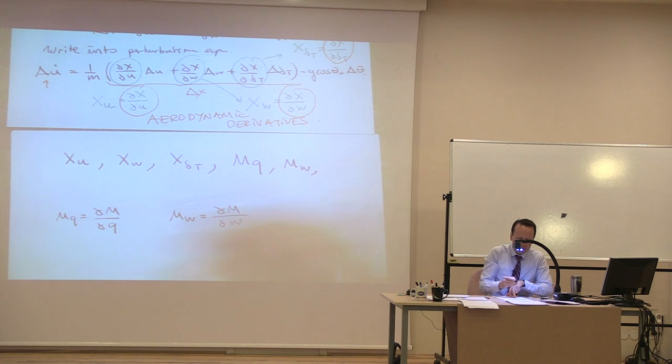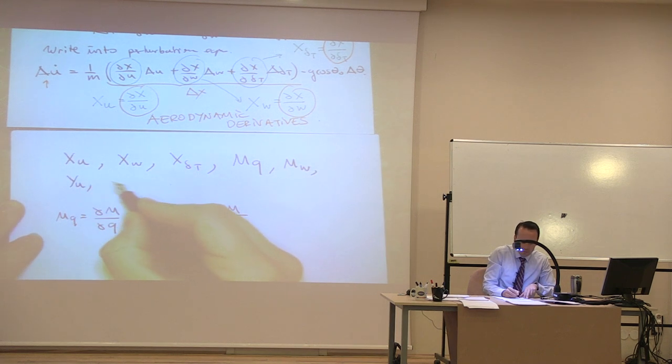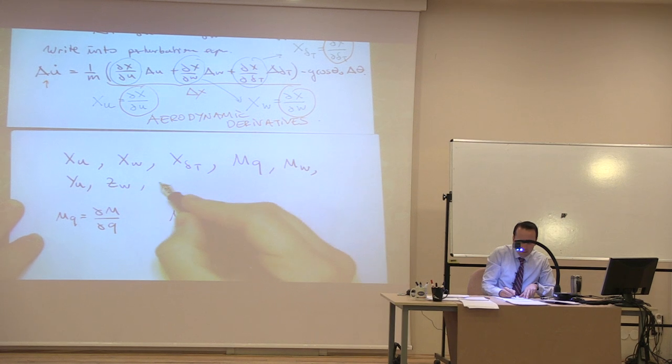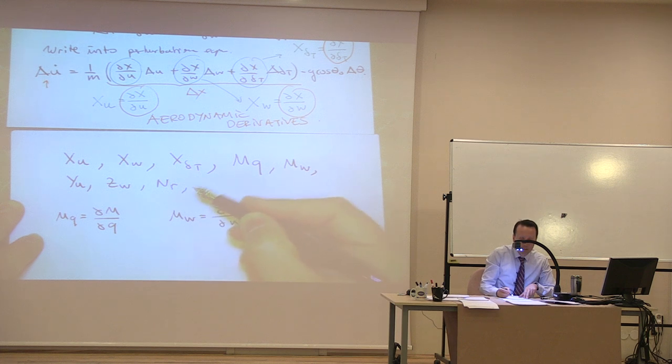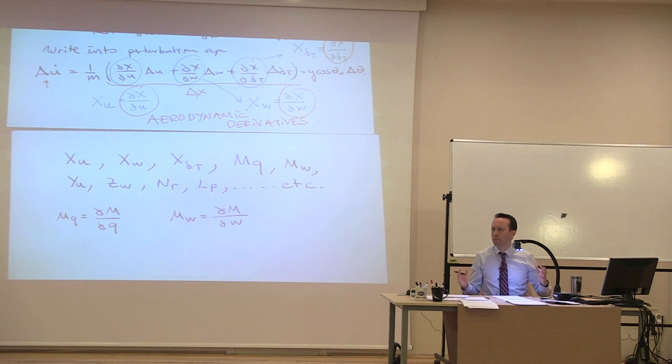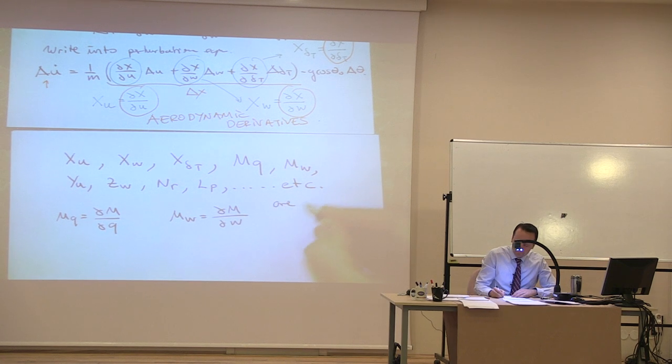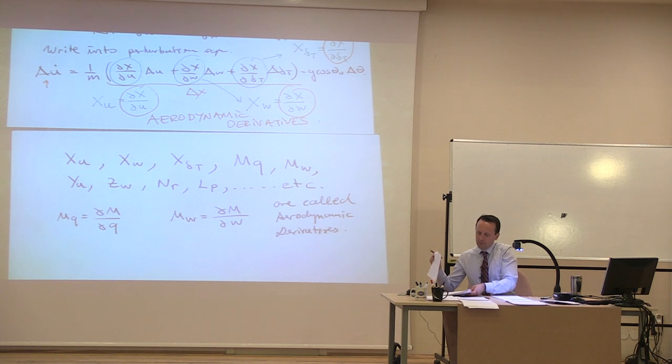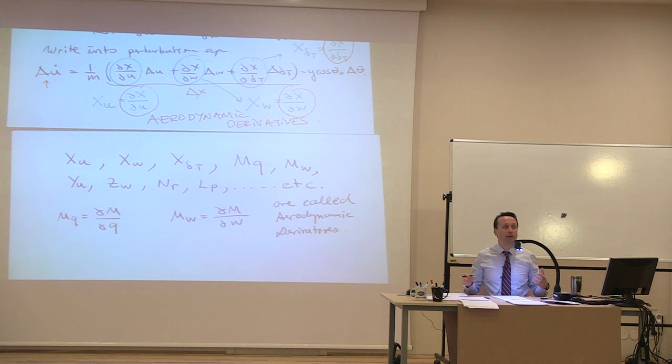So all these things, and there are many of them, YU, ZW, I don't know, NR, LP, all these partial derivatives, there are many of them, they are called aerodynamic derivatives. And when we go into wind tunnels or we are doing flight tests, usually we do a lot of things there, but we are always trying to estimate these numbers.